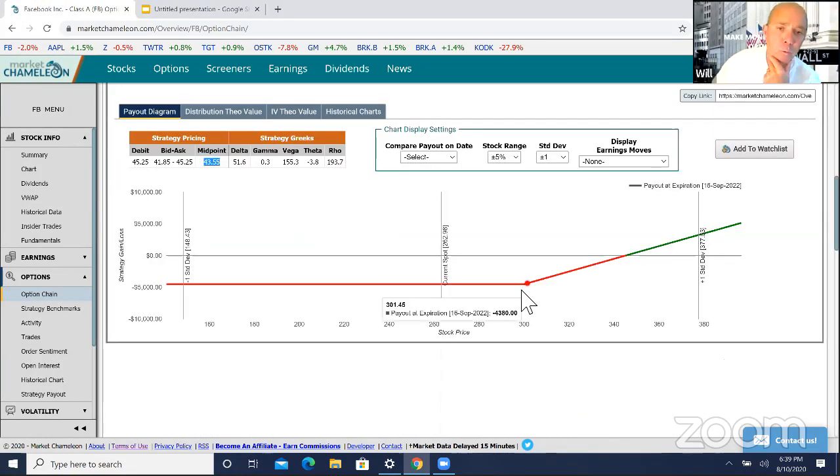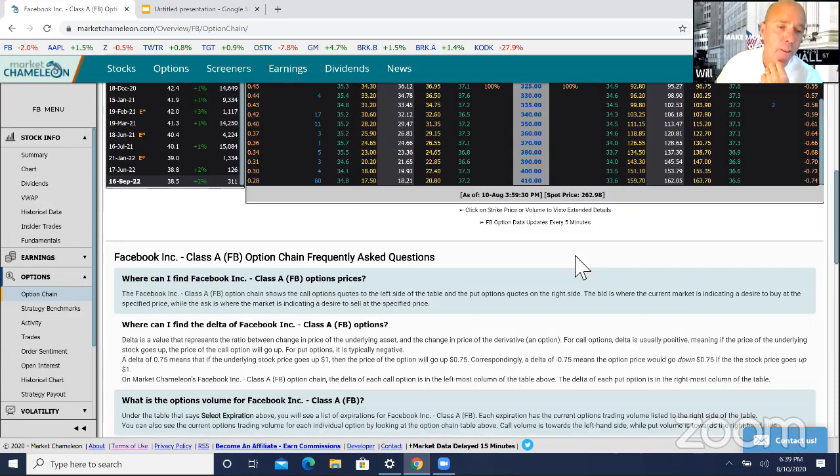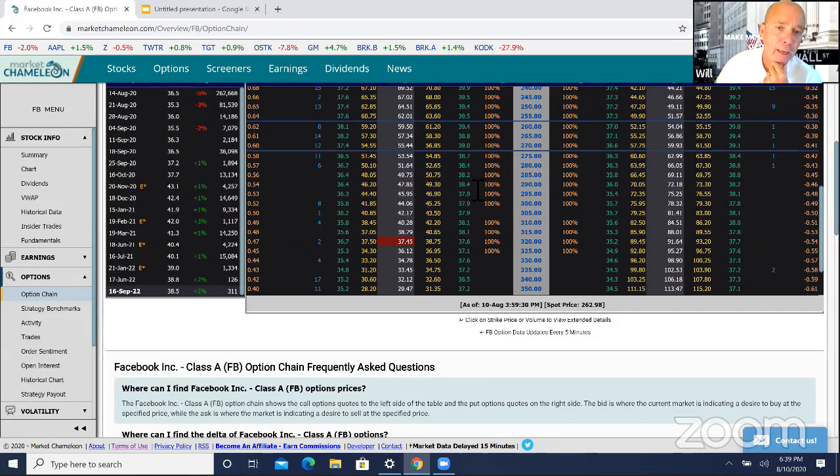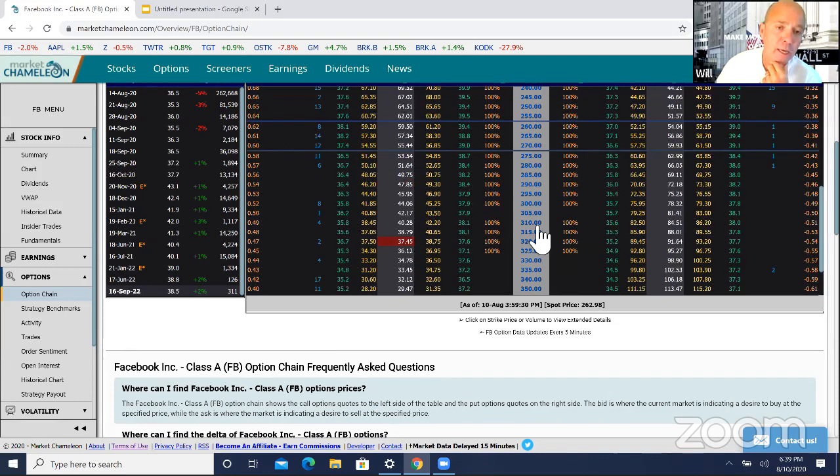Hey, D, while you're there, someone is asking, how did you get to the payout diagram again? Basically, you just click on the bid, you click on what you want to do, right? If you're looking to buy the option, you'd click on the offer, and the payout diagram comes down below it.